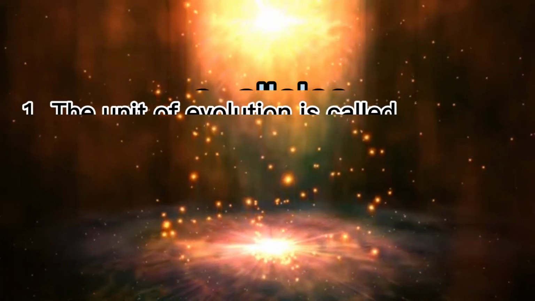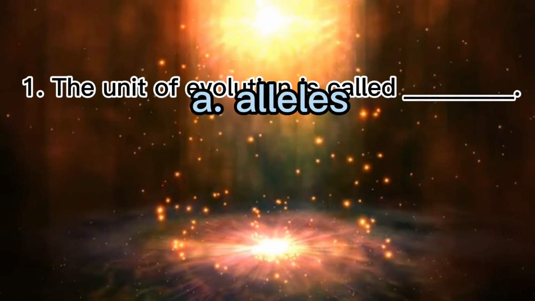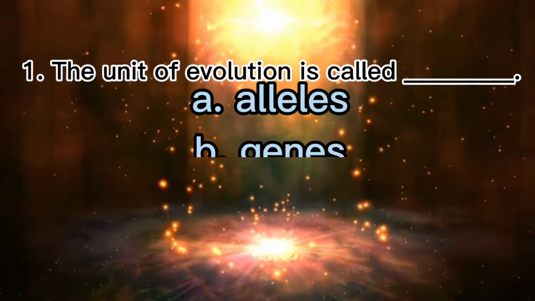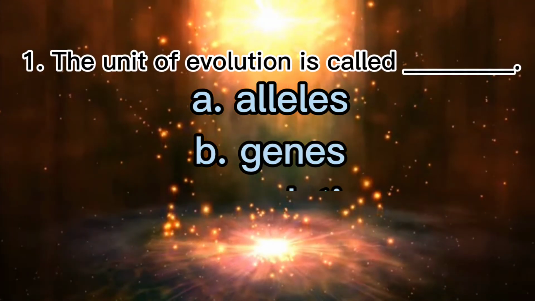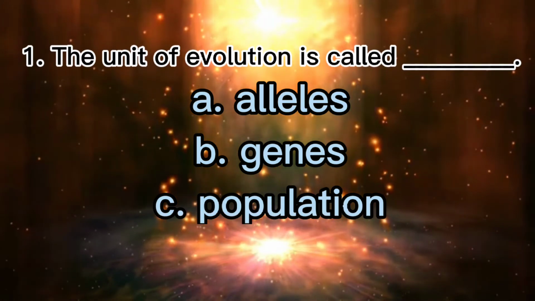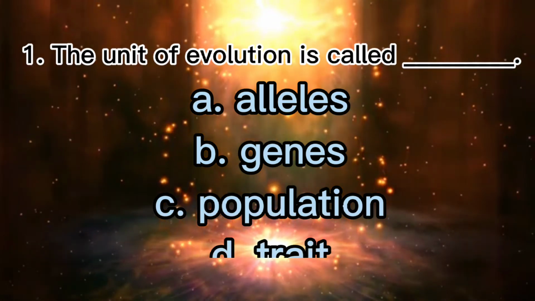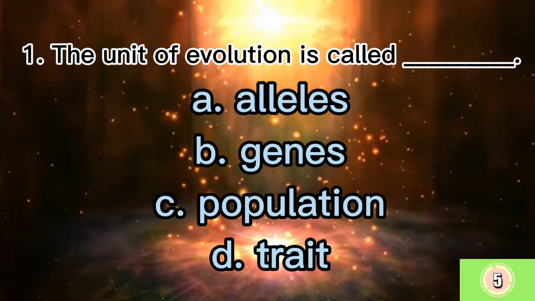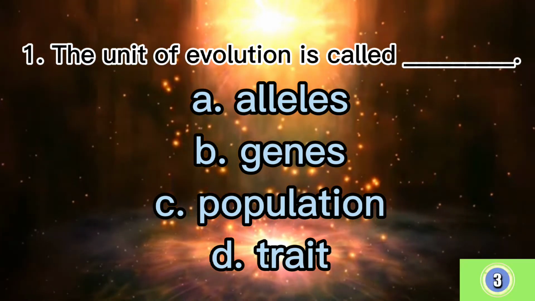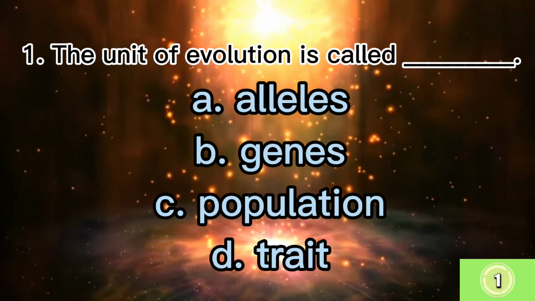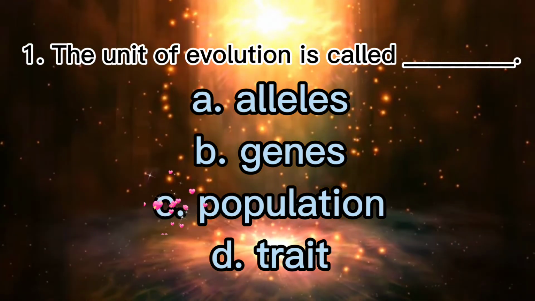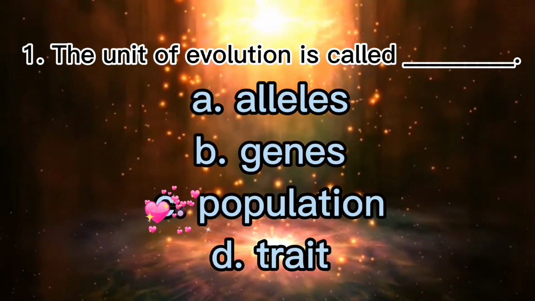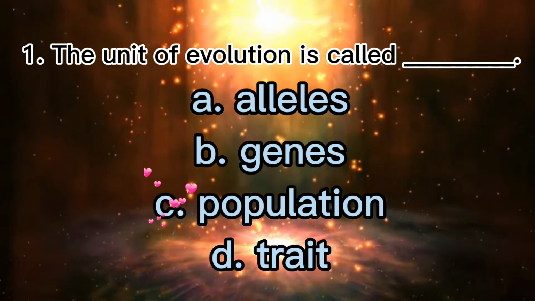Number 1. The unit of evolution is called blank. Letter A, alleles. Letter B, genes. Letter C, population. And letter D, trait. You're right. The correct answer is letter C, population.